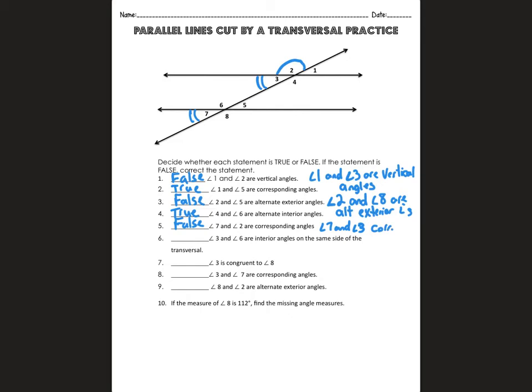Let's abbreviate that. Angle 3 and angle 6 are interior angles on the same side of the transversal. So we have 3 and 6, and that's true. They are both interior angles between the parallel lines, and they are on the same side of the transversal. They're both on the left side.